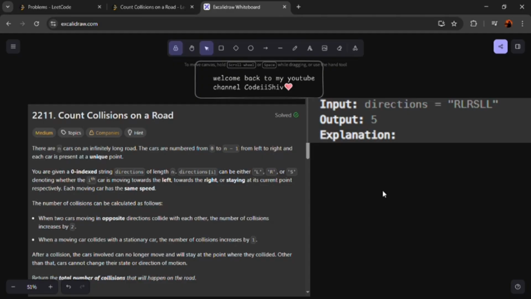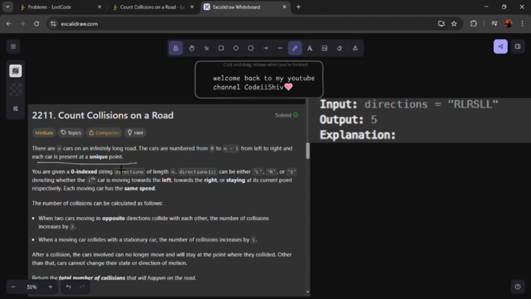So today we are going to understand LeetCode problem number 2211, that is Count Collisions on a Road. That is today's LeetCode POTD. So let's move further. There are n cars on an infinitely long road. The cars are numbered from 0 to n minus 1 from left to right, and each car is present at a unique point.